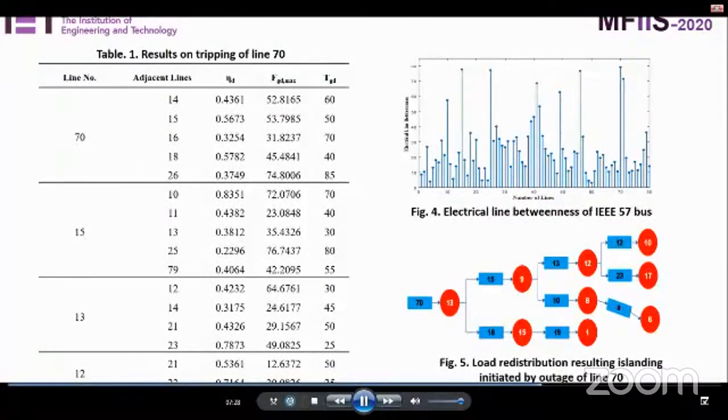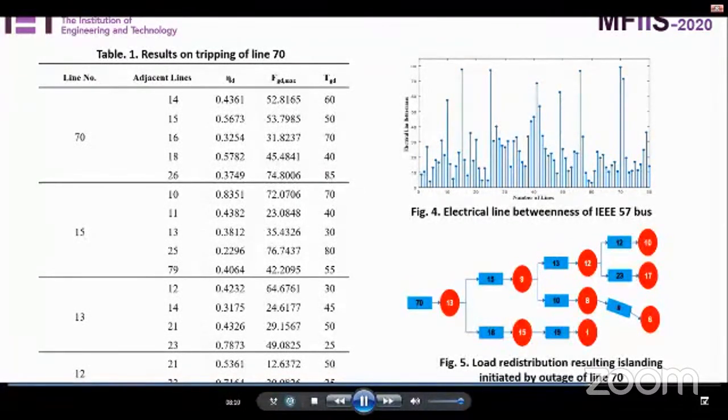In this process, the transmission line with highest electrical betweenness of the IEEE 57 bus system has been identified as line number 70, and it is removed in the simulation process. This induced load redistribution among adjacent lines like 14, 15, 16, 18 and 26. Now from the table it is observed that line number 26 has the highest electrical betweenness, but the power transmission capability of the line is more than that. Therefore, line 26 survives the overloading condition. The next highest betweenness value is for line 15, and it exceeds the limit of power transmission capability. Therefore, the line gets tripped.